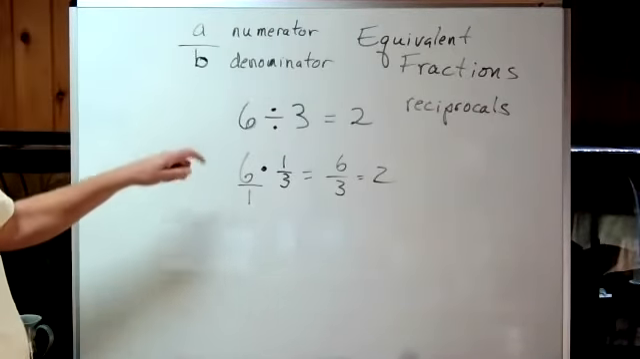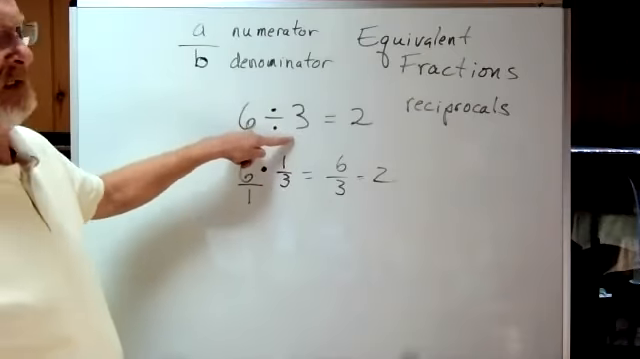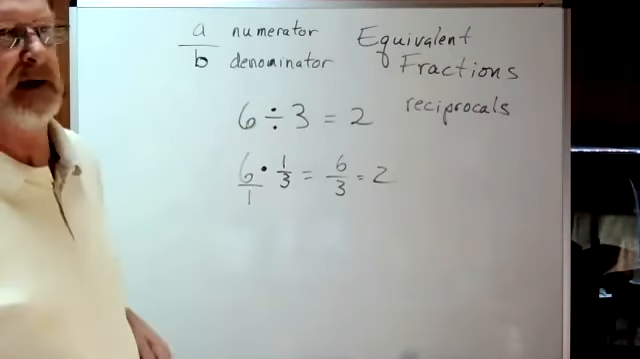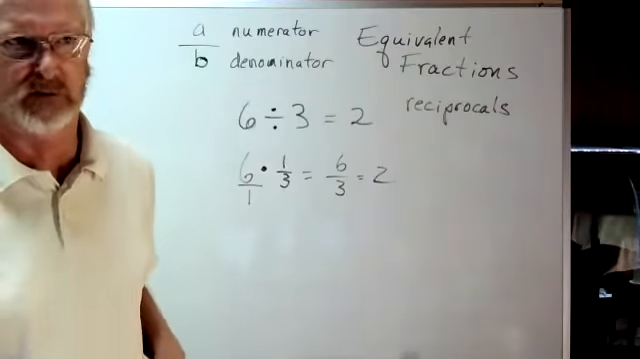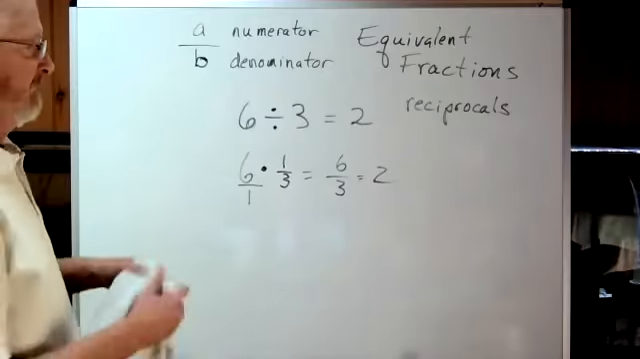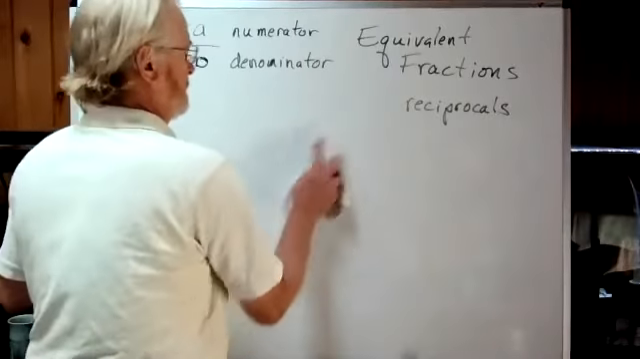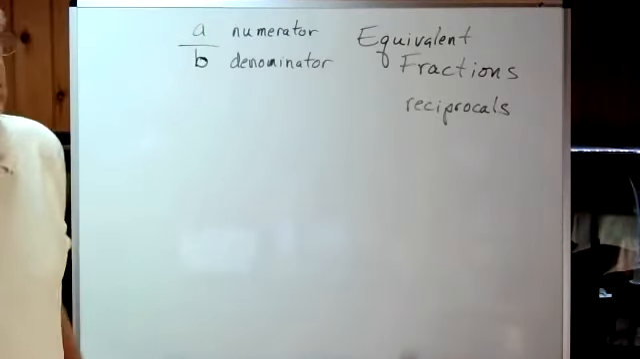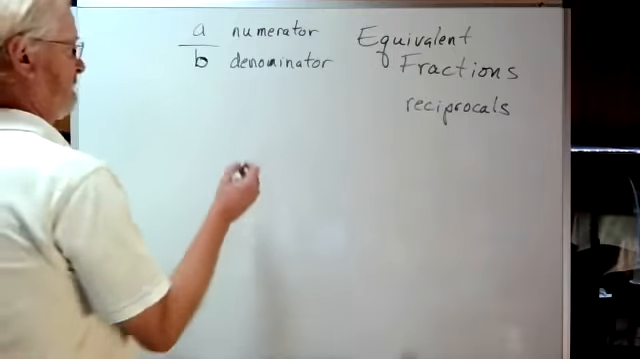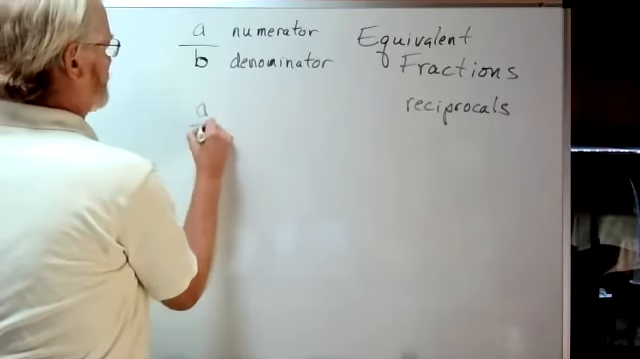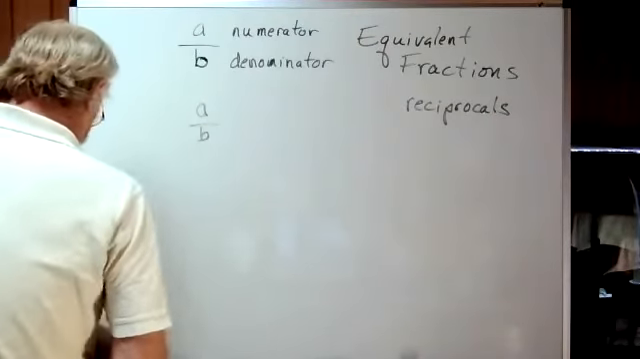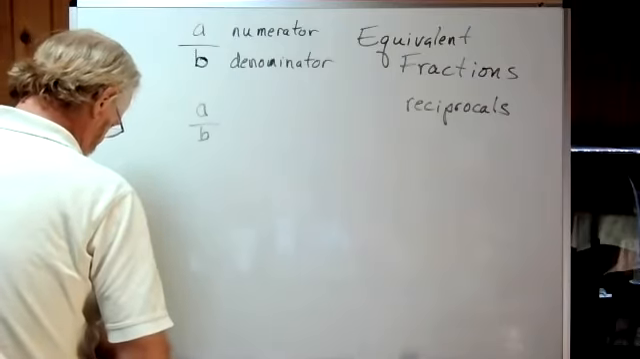All right, so what I was getting at is dividing by 3 was the same as multiplying by its reciprocal, 1/3. That's what we basically do for fraction division. And here's that abstract presentation again.